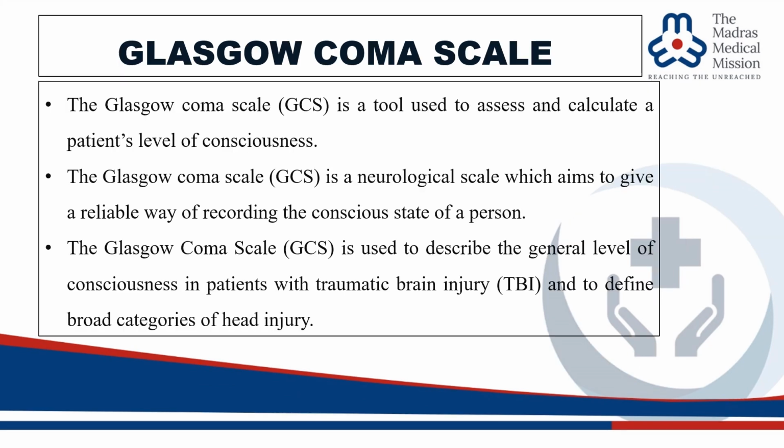What is a Glasgow Coma scale? The Glasgow Coma scale, otherwise known as GCS, is a tool used to assess and calculate patients' level of consciousness. It's a neurological scale which aims to give a reliable way of recording the conscious state of a person. The GCS is used to describe the general level of consciousness in patients with traumatic brain injury and to define broad categories of head injury.